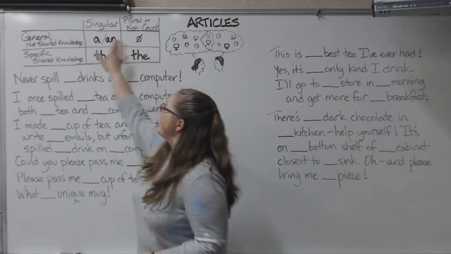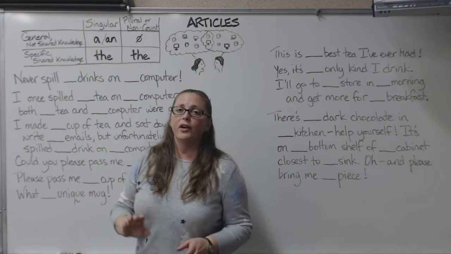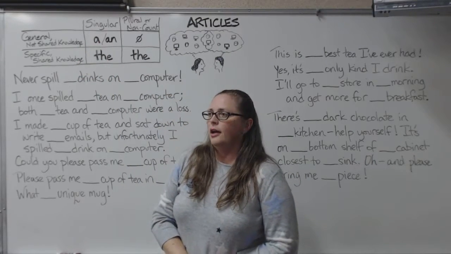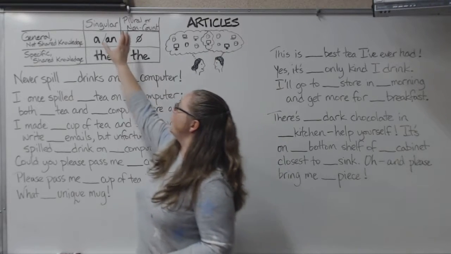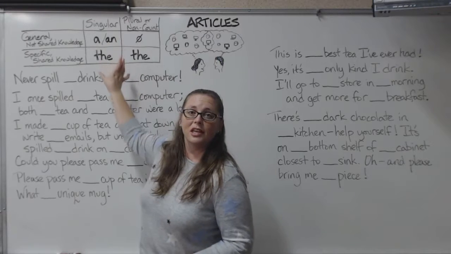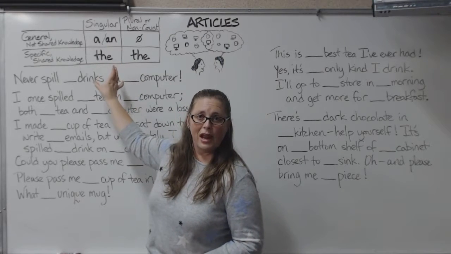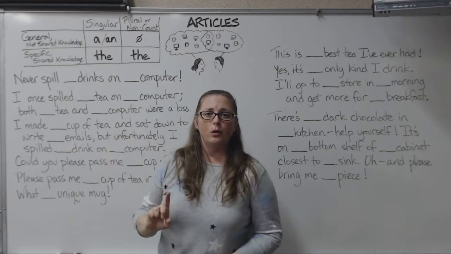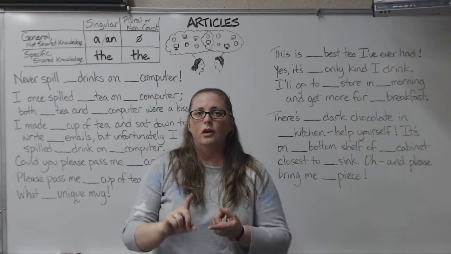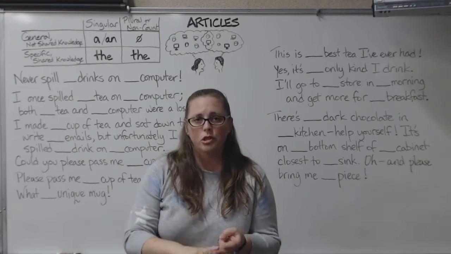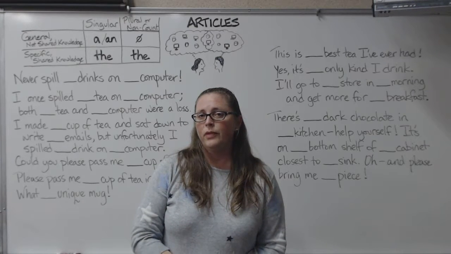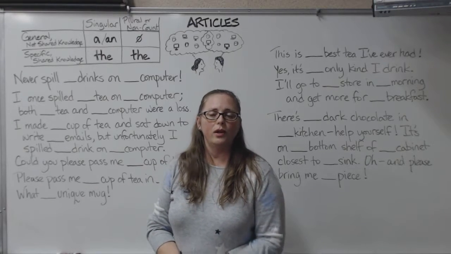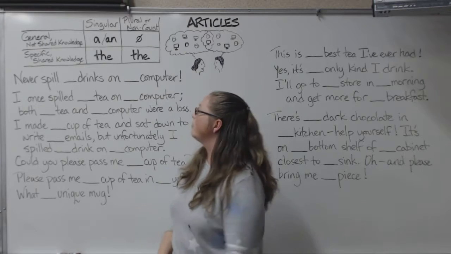I have a chart up here that gives a very basic idea of when you're going to use articles. And I've divided it into singular count nouns. These are nouns that you can count. 1 table, 2 tables, 3 tables. Table is a count noun. So singular count noun, if there is just one of something.